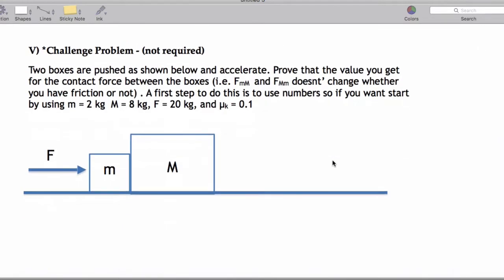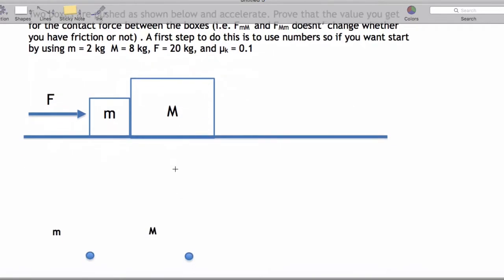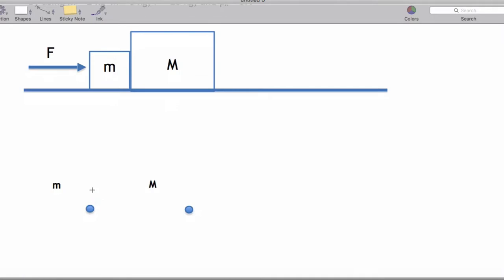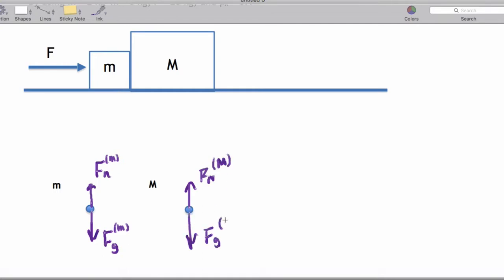Now this one here is a challenge problem based on Newton's third law. For those of you that are interested in this extra challenge, I just want to draw a free body diagram to get you started. So you'll have a normal force. You'll have the weight of little m. You'll have the normal force on big M and the weight of big M.